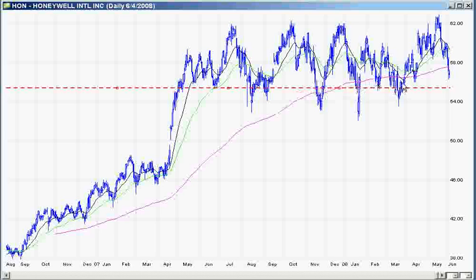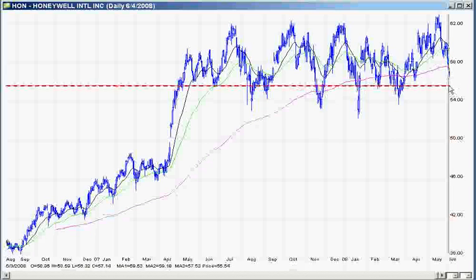And if Honeywell came down to that area, I would definitely consider getting back into some Honeywell here around that 55. No way do I think it's going to break down out of the $54 area. So I think it's actually a good buy right now to head back up and finally break out. But it's interesting to see.